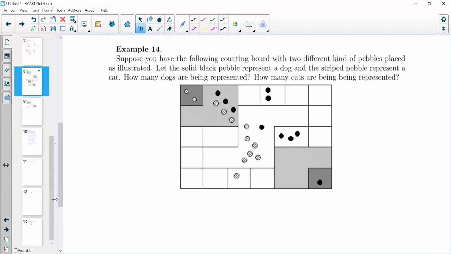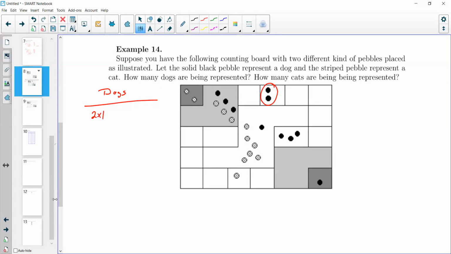So we're going to let the solid black pebble represent a dog and the striped pebble represent a cat. Dogs don't look like that. Their representation. Now let's see how many dogs and how many cats we have. And we'll start with dogs, which are the solid black pebble. So looking here, I have 2 in a 1 square.